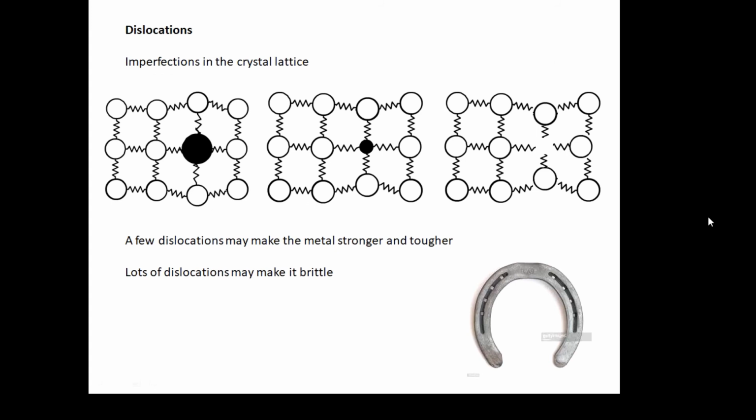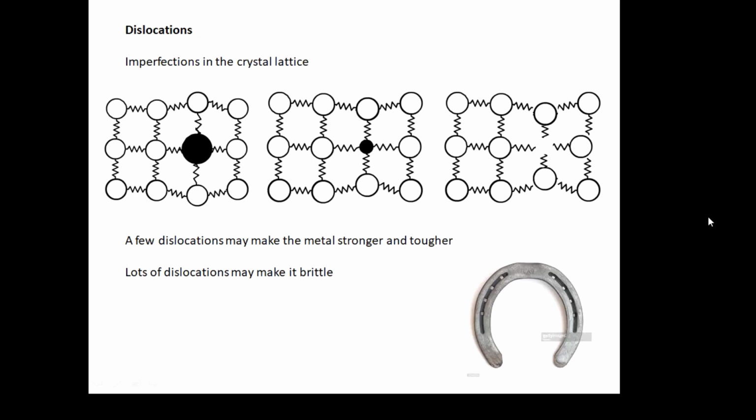Now, dislocations. A dislocation is an imperfection in the crystal lattice. Various things can cause dislocations. It could be an impurity atom, which is bigger than all of the others. It could be an impurity which is smaller than the others, or it could just be a missing atom, a vacancy. But whatever causes this dislocation, it means that the crystal lattice isn't as lovely and perfect as it could be. Interestingly, a few dislocations may make the metal stronger and tougher, because it might make it harder for the layers to slide over each other.